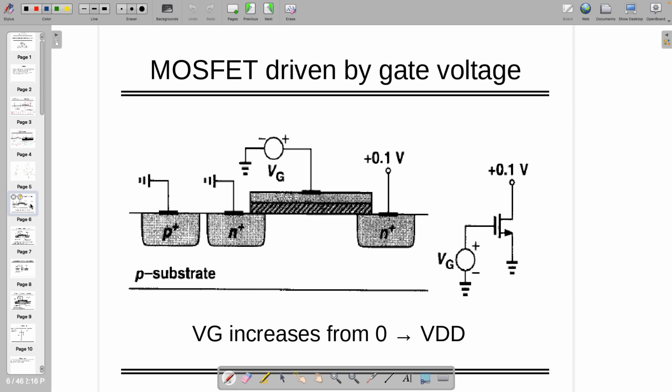So let's go to our course, where a little bit of device physics, not too much, I am going to use. So if we have an NMOS where gate voltage is connected to some voltage called VG, drain is connected to 0.1 volt, source is connected to ground, and P substrate is connected to ground, right? So this is body which is connected to ground.